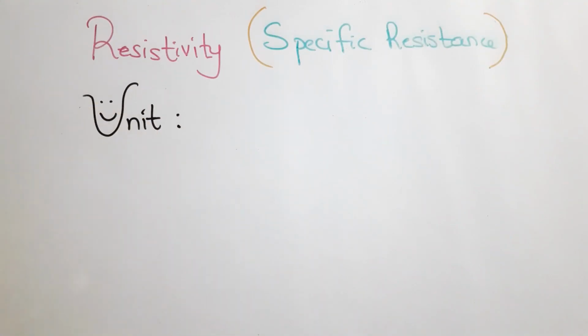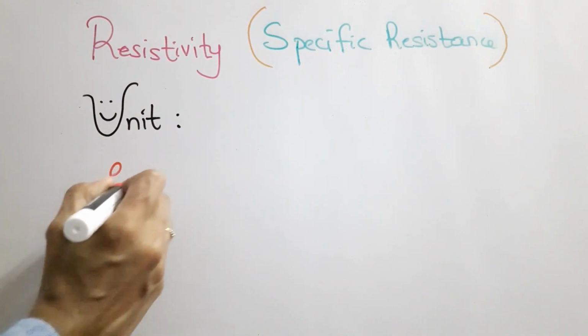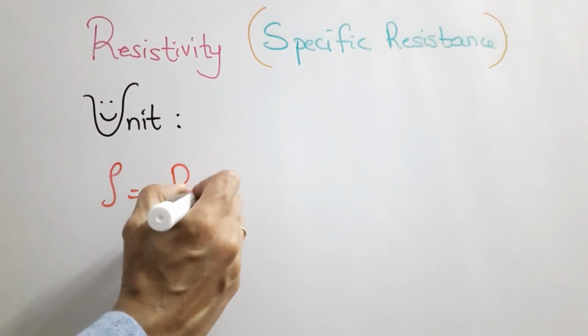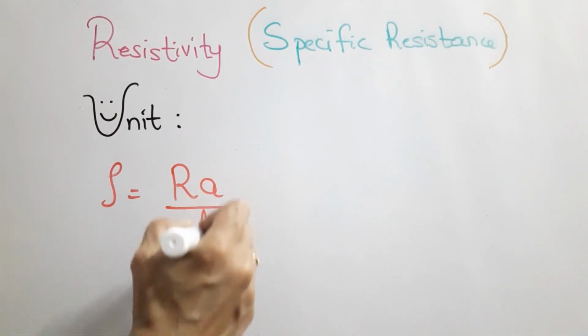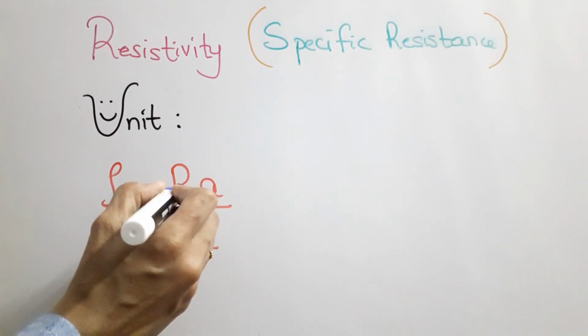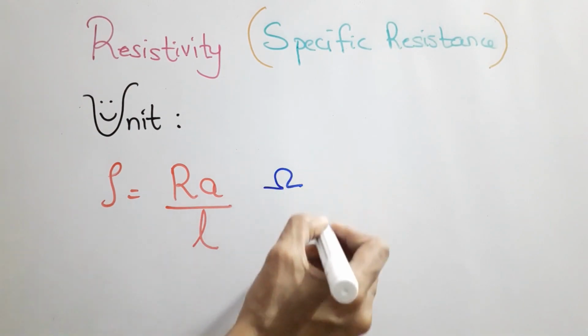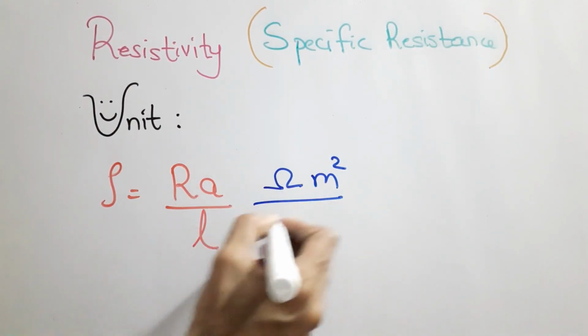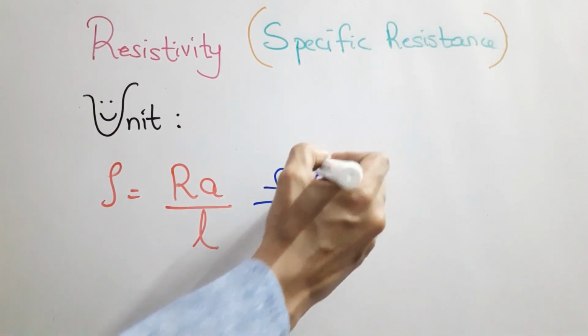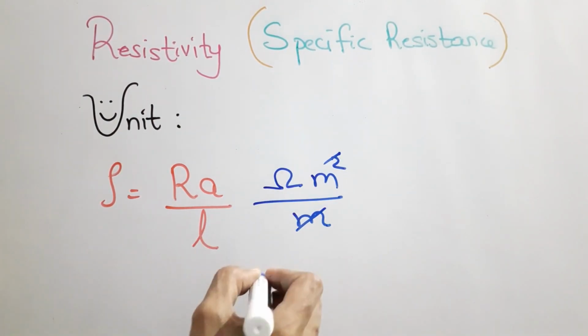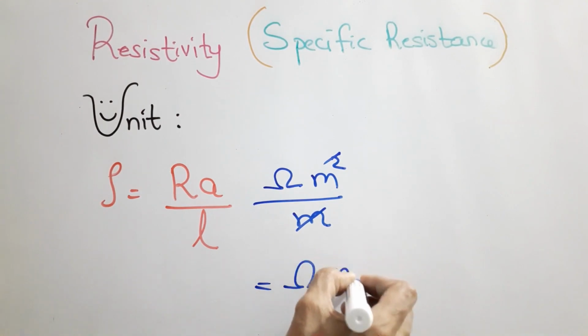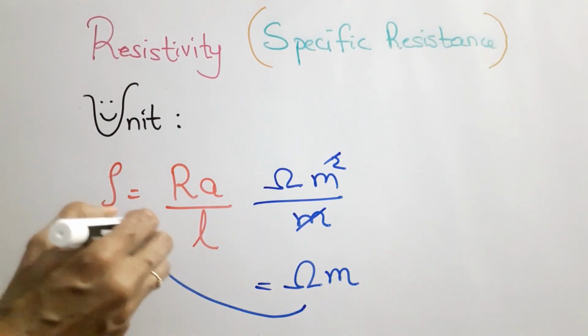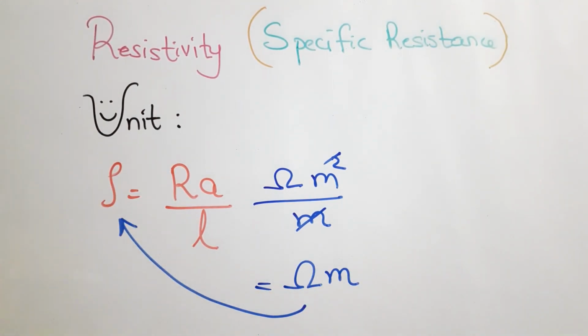Now let's give a unit to that physical quantity. For that I am going to write its formula. Resistivity is equal to R A upon L. Now let's give units. Resistance in ohm, area in meter square, division sign, length in meter. So meter from here gets cancelled and we are left with ohm meter. So ohm meter is the unit of specific resistance.